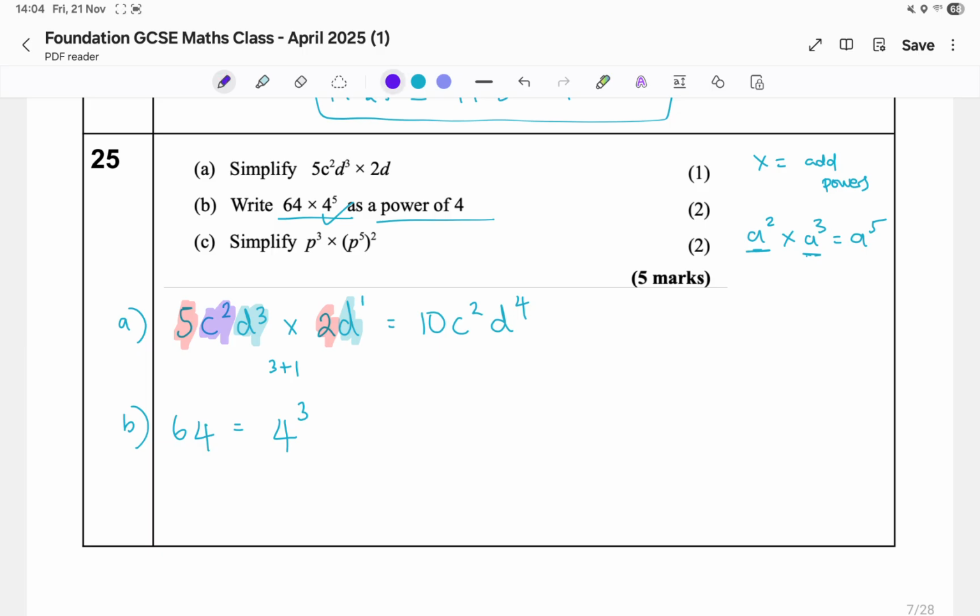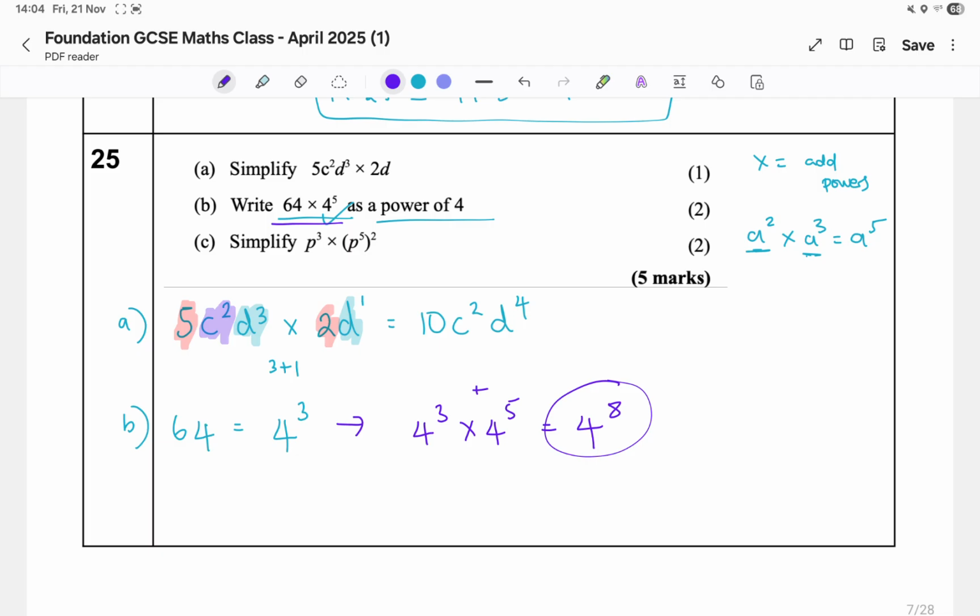Now I'm going to rewrite it: 64 as 4 cubed times 4 to the power of 5. I'm just rewriting that. And now when you're timesing, you add the powers, that's going to become 4 to the power of 3 plus 5, which is 8. So it's written as a power of 4. This question, 25B, is a very common question that kids get confused by. They won't ever give you a number that you can't write as that power. So just rewrite it.